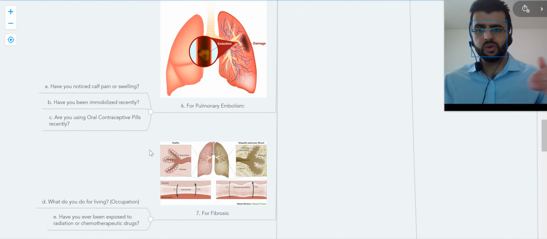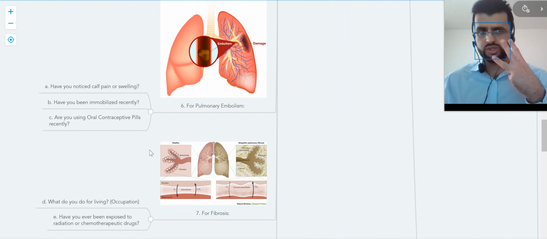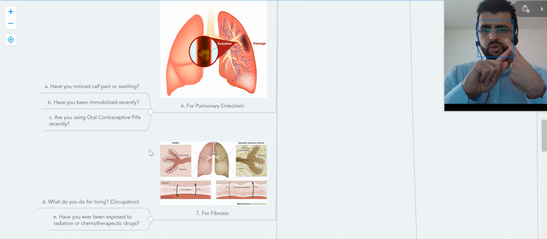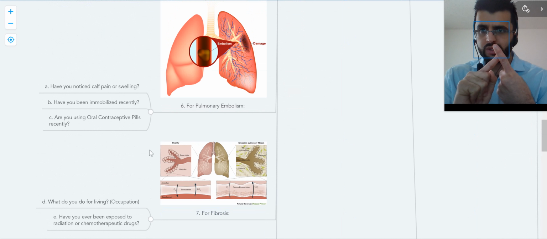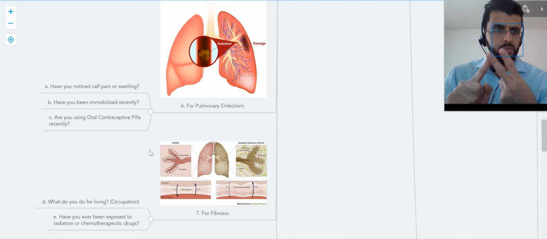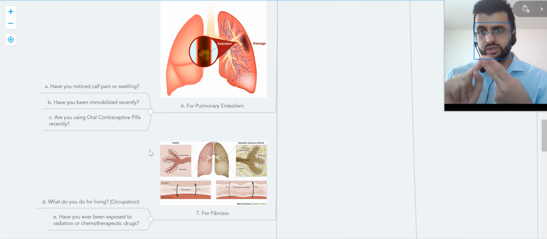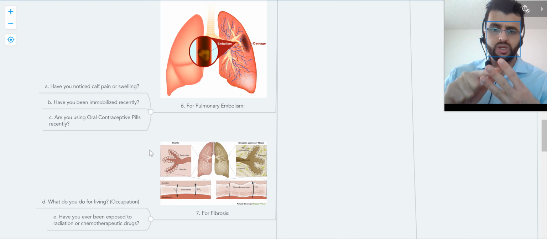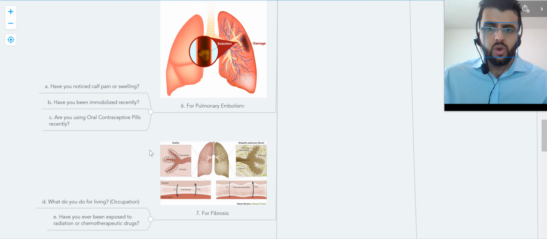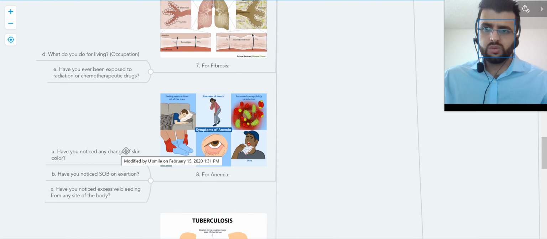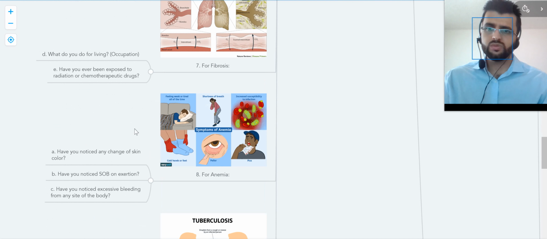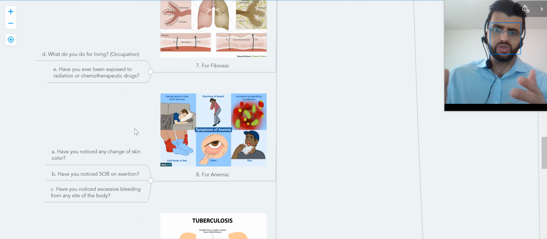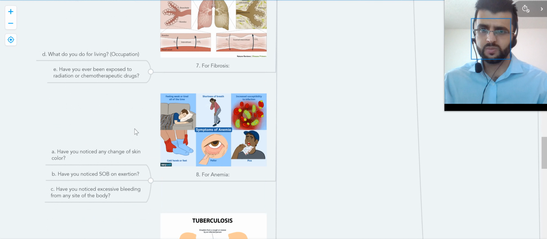Pulmonary embolism, we ask three very important questions. Have you noticed any cough, pain or swelling? Have you been immobilized recently? History of immobilization, this is important. Are you using any oral contraceptive pills recently? Okay, three things. For fibrosis, you ask, what do you do for a living? This is important. And then, have you been exposed to radiation or chemotherapeutic drugs?